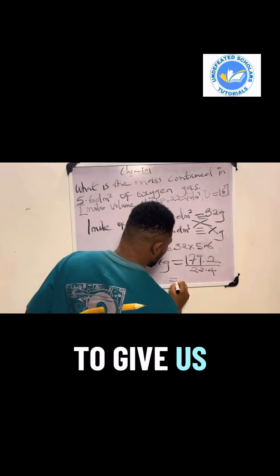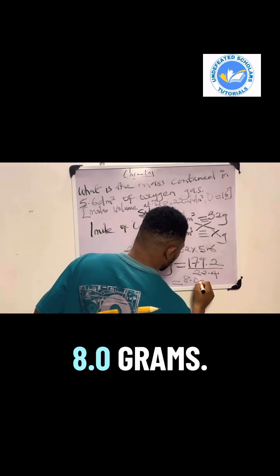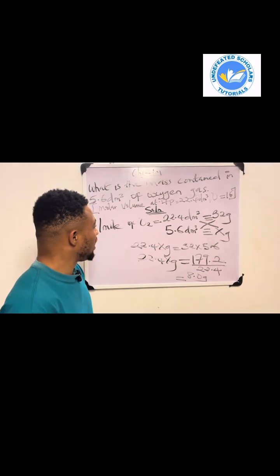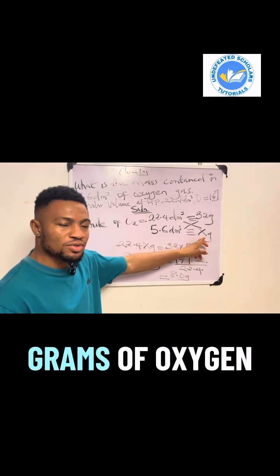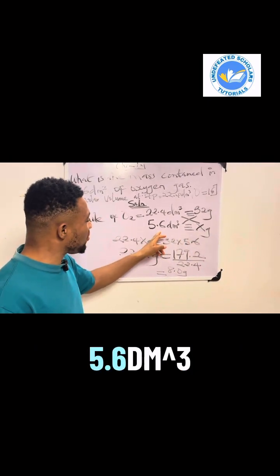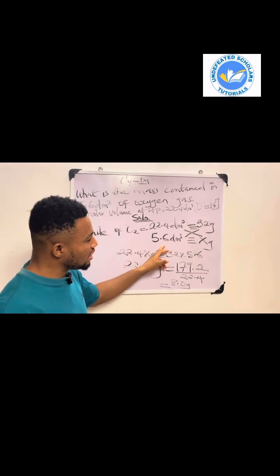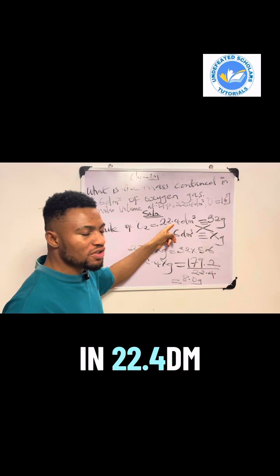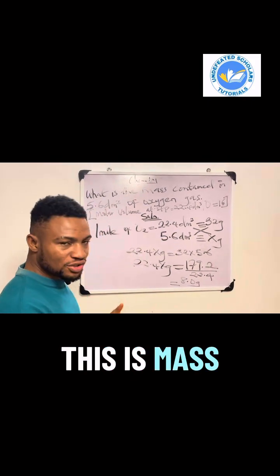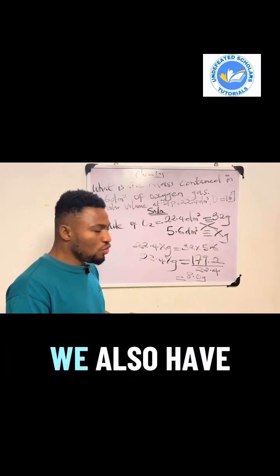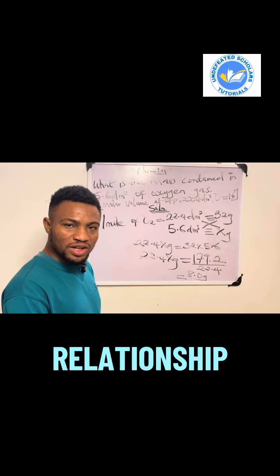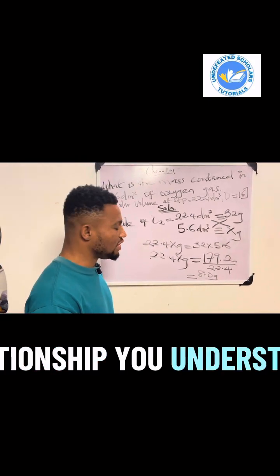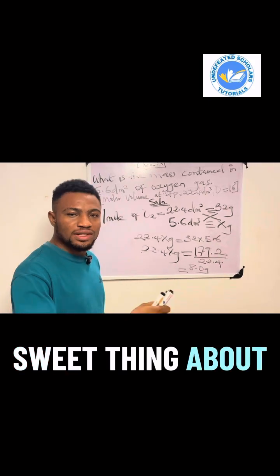It's now going to give us what? 8.0 grams. What this means is that there's approximately 8 grams of oxygen gas present in 5.6 dm³ of the gas. Same way, there's 32 grams of oxygen gas present in 22.4 dm³ of the gas. This is mass to volume relationship. We also have mole to volume relationship, mole to mass relationship. You understand? This is the sweet thing about stoichiometry.